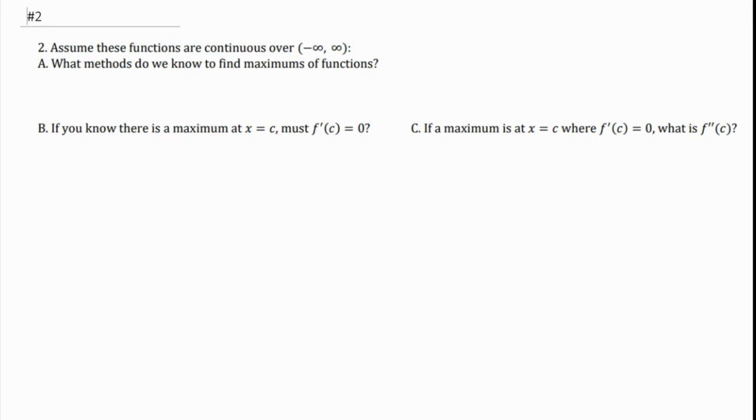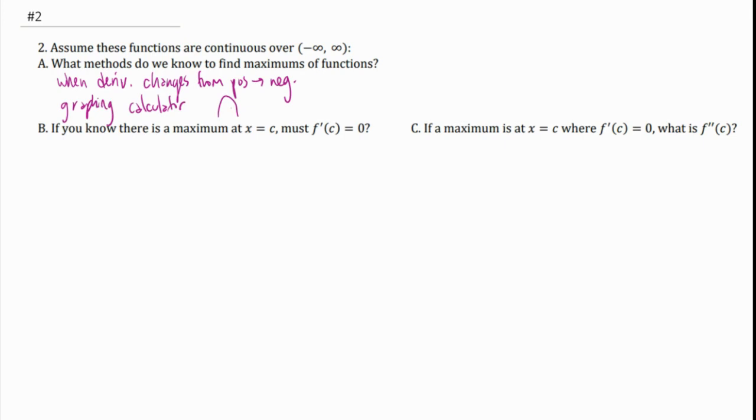What methods do we know how to find maximums of functions? Something I would expect you to say is use the derivative. So, when the derivative, and this is not written formally, changes from positive to negative. Again, this is not formal, I would never actually write that on an exam. So when the derivative changes from positive to negative, that's a maximum. You could have also said use a graphing calculator. If you graph it, you can figure out where a maximum occurs.